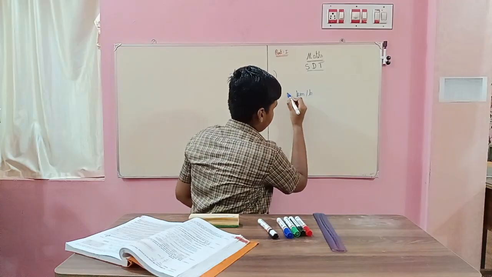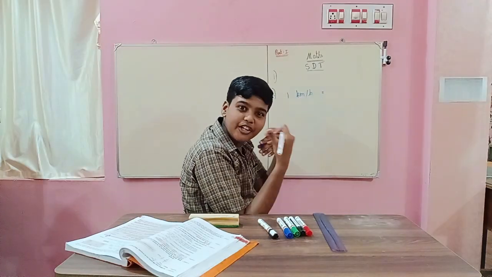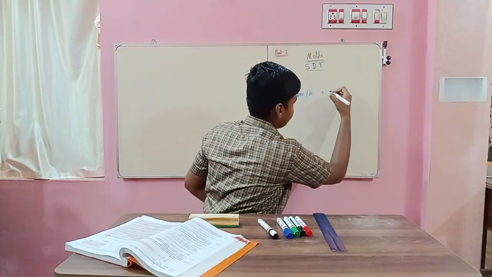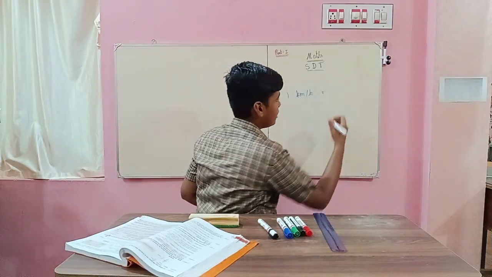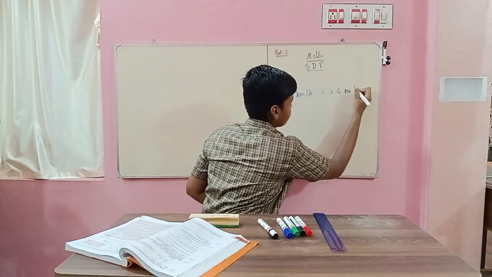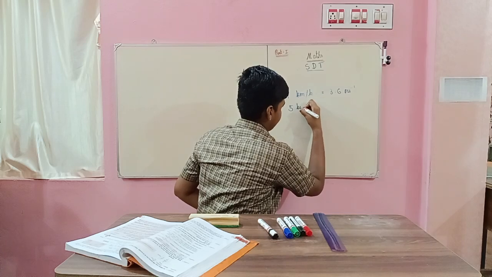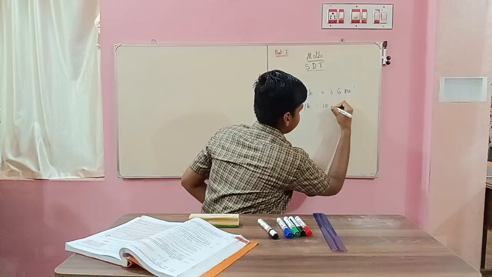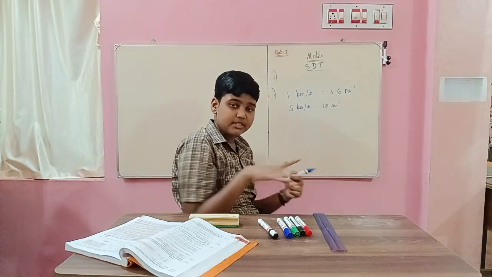First of all, 1 km per hour is equal to... I should not teach it because this is related to physics, but anyway, let it be. In simple terms, you can tell 1 km h minus 1 is equal to 3.6 ms minus 1. Did you understand? And 5 km h minus 1 is equal to 18 ms minus 1. For simple terms we use this formula, but nowadays we don't need this, okay?